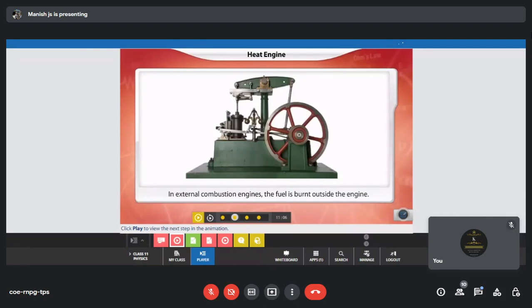So now you tell me, when fuel is burnt outside the engine, now compare both. That is, between internal and external combustion engines, which will be more efficient? Is it internal or external? Yes. Internal will be efficient. Why?